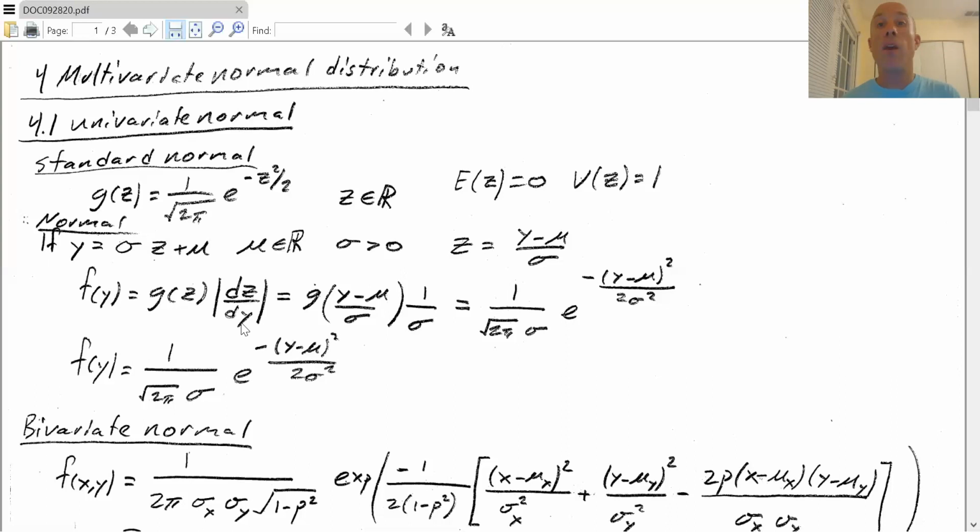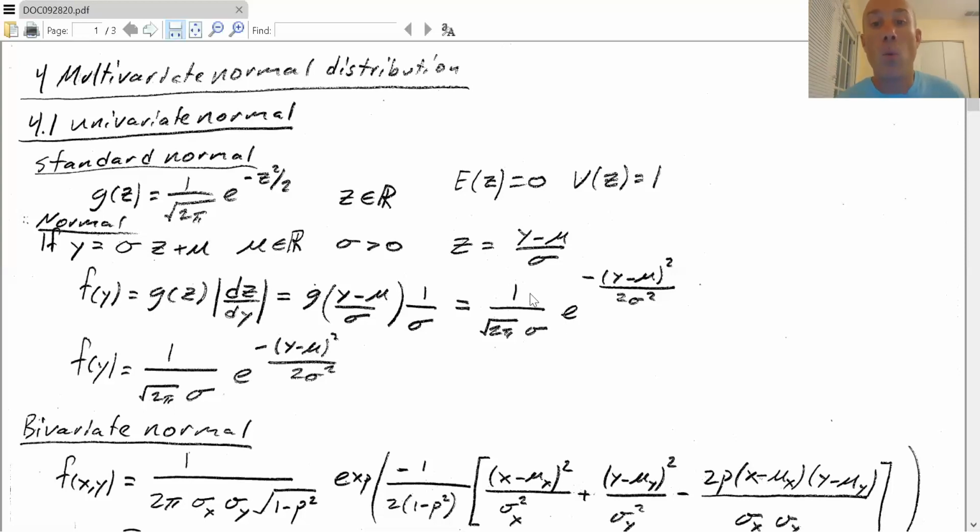Why do we do the absolute value? Because this is a density. So we do the absolute value of it. When I do the derivative, I can see that the derivative of z with respect to y is just going to be 1 over sigma. So this becomes 1 over sigma. Now here, z gets replaced by y minus mu over sigma. Then if I plug it in for z up here, we get the formula that we're very accustomed to.